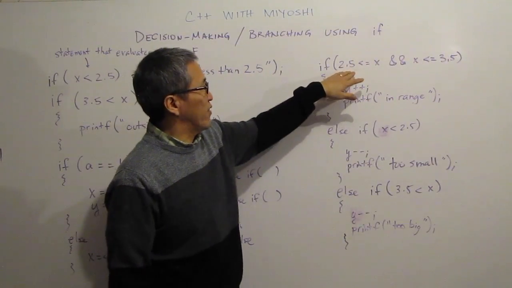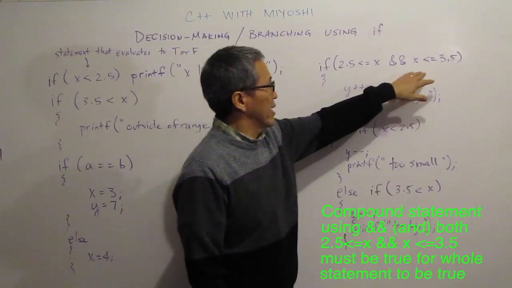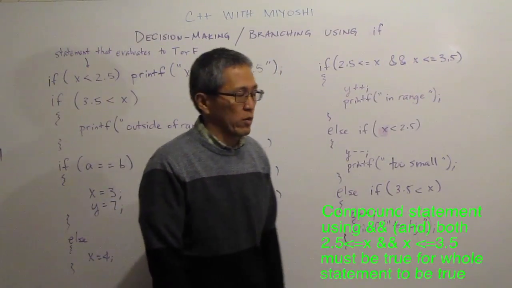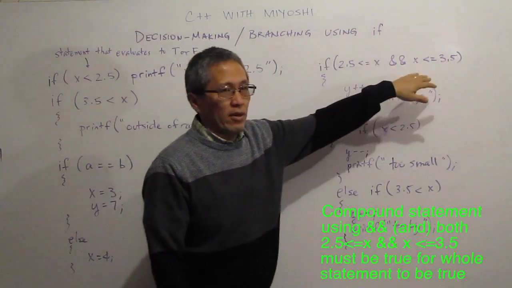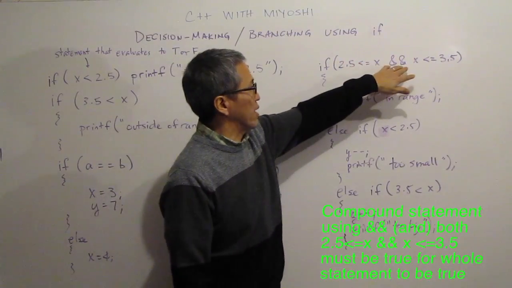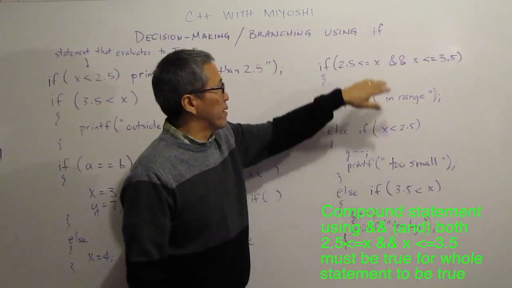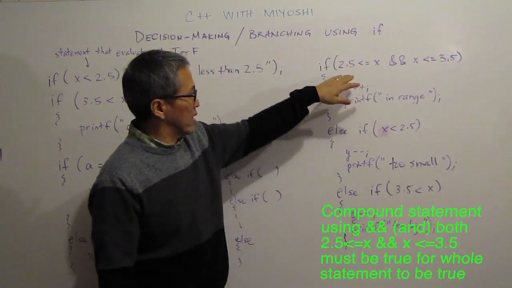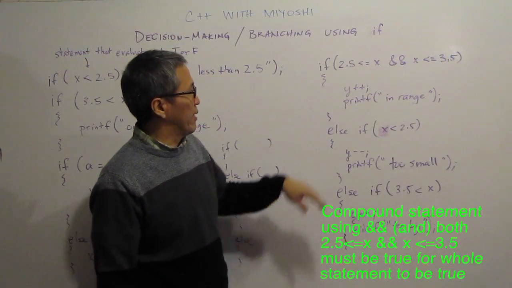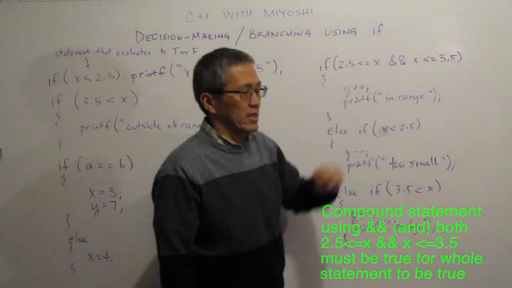So that says if x is greater than 2.5 and x is less than or equal to 3.5, it must be inside that range for this to be true. Both of these statements on the left and the right side of the and symbols must be true for this to come inside these curly braces. And if that is true, that's going to say it's inside the range.